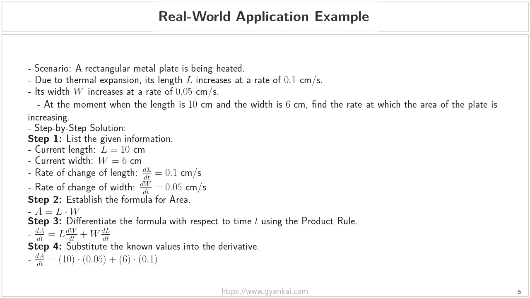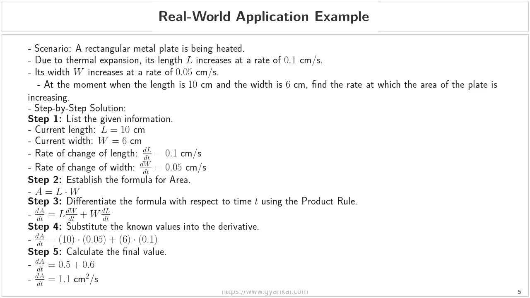We plug in 10 for the length, 0.05 for the rate of change of width, 6 for the width, and 0.1 for the rate of change of length. Finally, in step 5, we perform the calculations. 10 multiplied by 0.05 equals 0.5, and 6 multiplied by 0.1 equals 0.6. Adding these two values together, we arrive at a final result of 1.1 square centimeters per second.